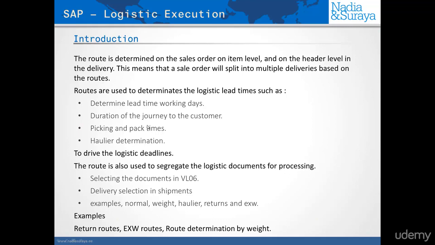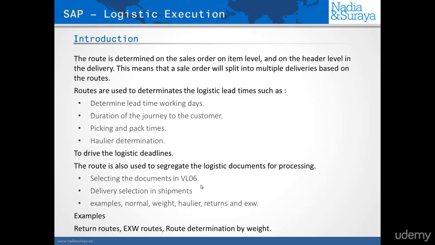Also, a route could have a picking and packing time that is different from the default. So you could say for a particular route, for example, again, if I wanted to ship from the UK to Australia, because it's such a long journey, it may take me longer to pack the materials as compared to normal. And finally, the route can be used for haulier determination. So you could say against a particular route, I have a particular haulier that I want to use. Thus, we can say that the route is one of the main drivers in how you determine all of the deadlines in logistics. So when do you ship, when do you pick, when do you pack?